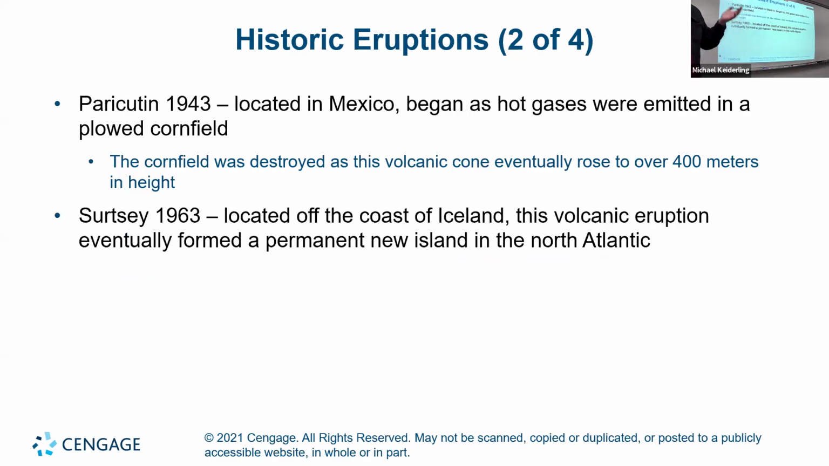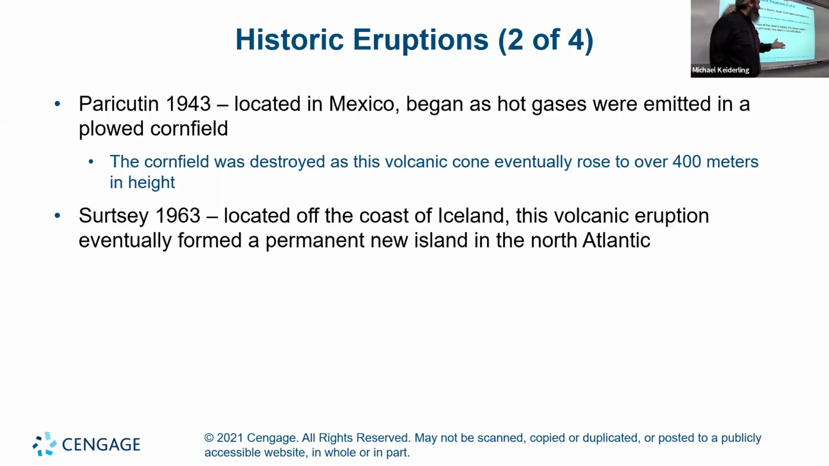Paricutin, located in Mexico, erupted in 1943. It began as hot gases were emitted in a plowed cornfield. So it was just a cornfield, hot gases started coming out, and the cornfield was destroyed as the volcanic cone eventually rose over 400 meters in height. Some poor sod had his cornfield turned into a cinder cone.